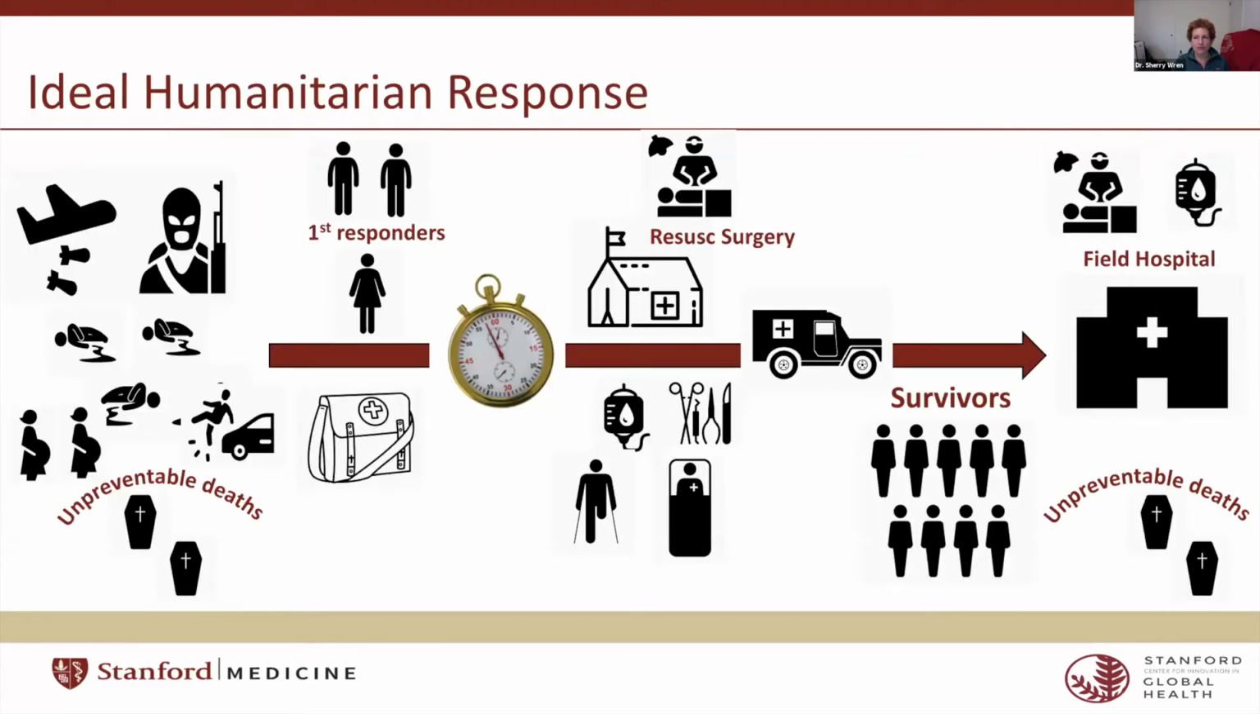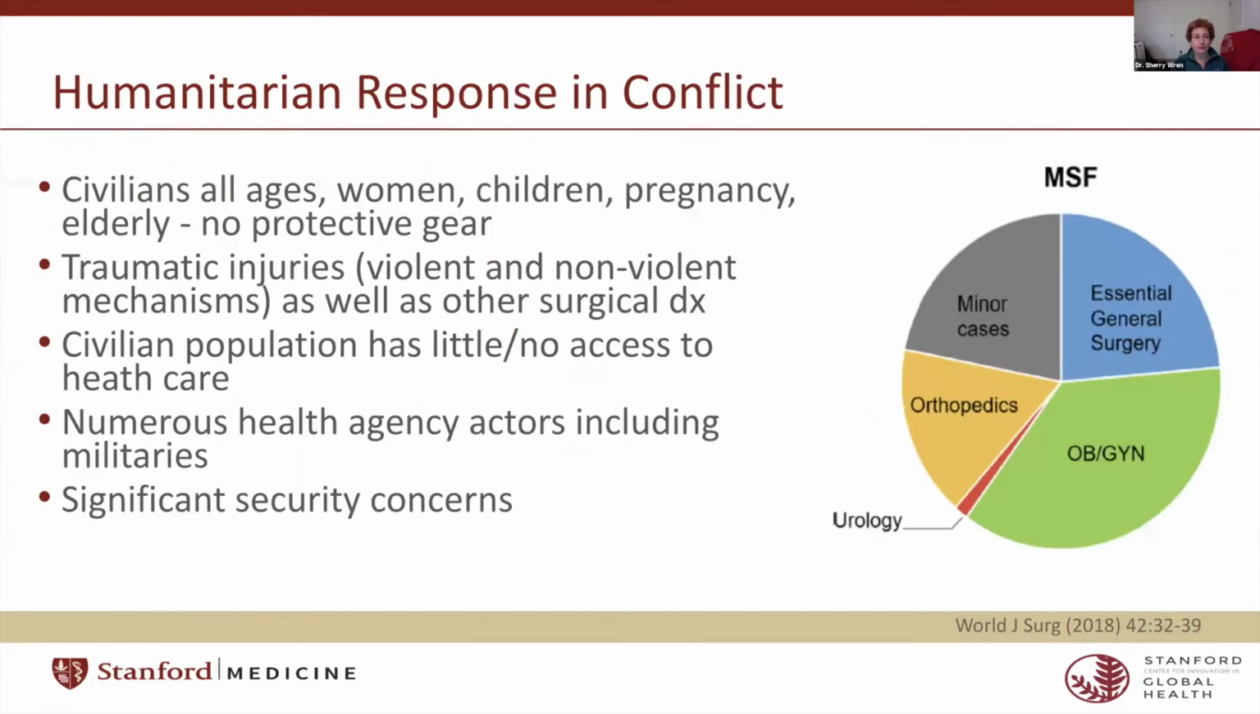This is what we're envisioning as the ideal response: that we could learn from the military, we have these first responders now, we can get patients there in a timely fashion, they can get to earlier treatment, and we end up with survivors and fewer preventable deaths. So what does the response look like in conflict?